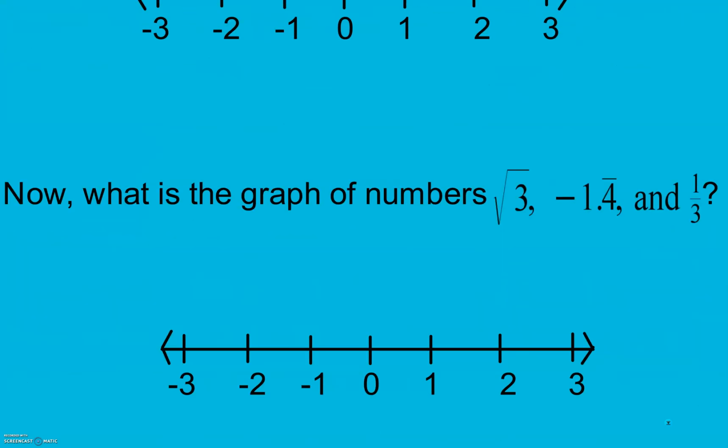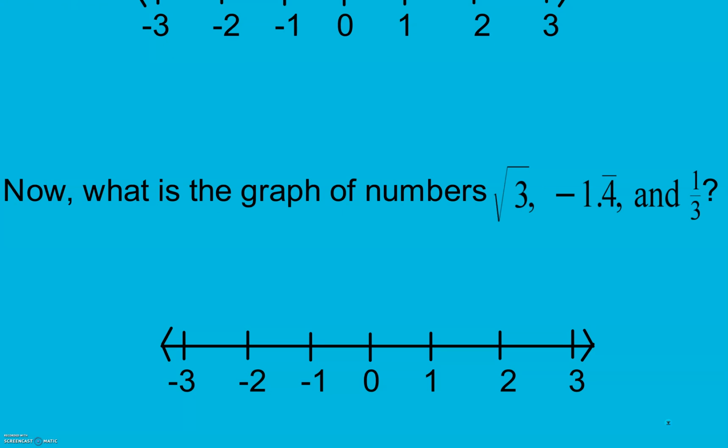Now feel free to pause here and give this one a try if you'd like. Square root of 3 is approximately 1.73. Again, we know it's in between 1 and 2 because 3 is in between perfect squares 1 and 4. A little bit closer to 4, so we know that our square root is going to be a little bit closer to 2. 1.4 repeating is already in decimal form, and 1/3 is 0.3 repeating. Take 1 divided by 3. So square root of 3 is in between 1 and 2, closer to 2.